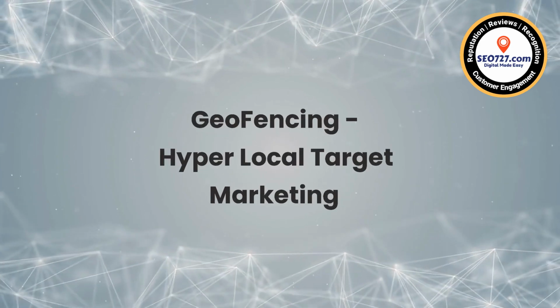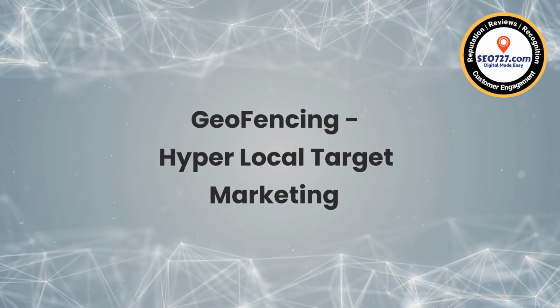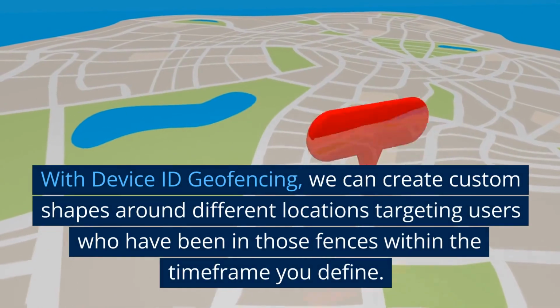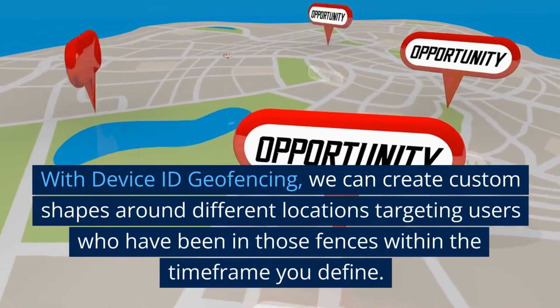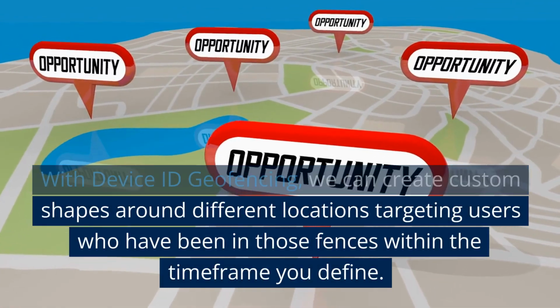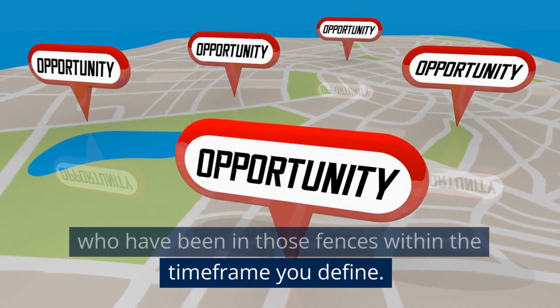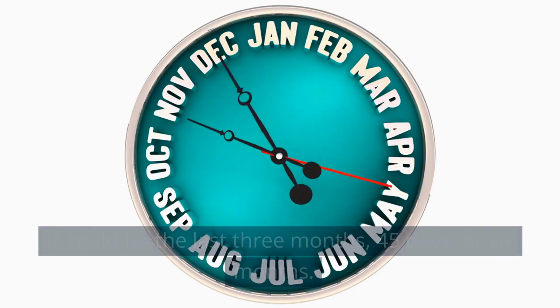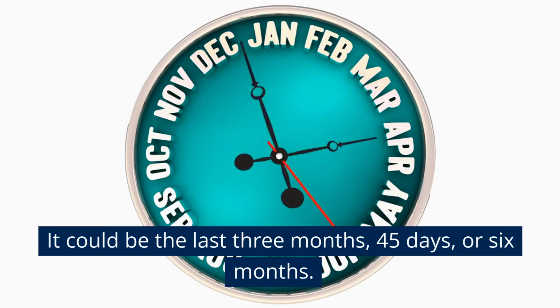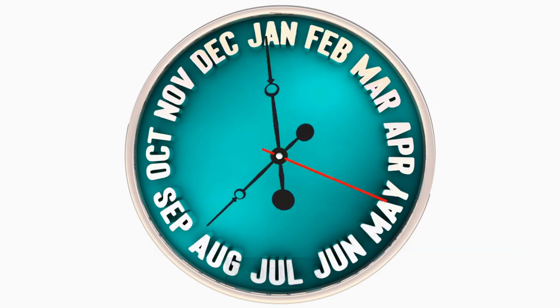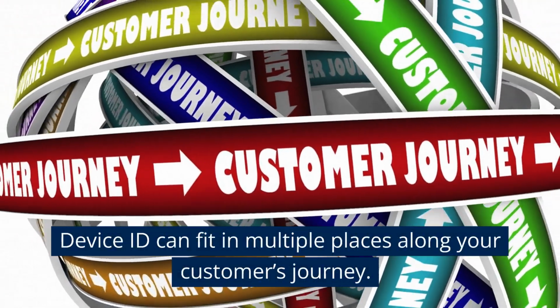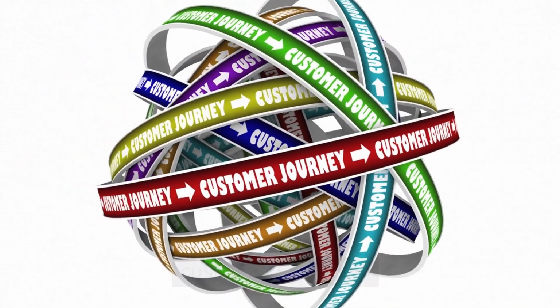Geofencing, hyper-local target marketing. With device ID geofencing, we can create custom shapes around different locations targeting users who have been in those fences within the time frame you define. It could be the last 3 months, 45 days, or 6 months.